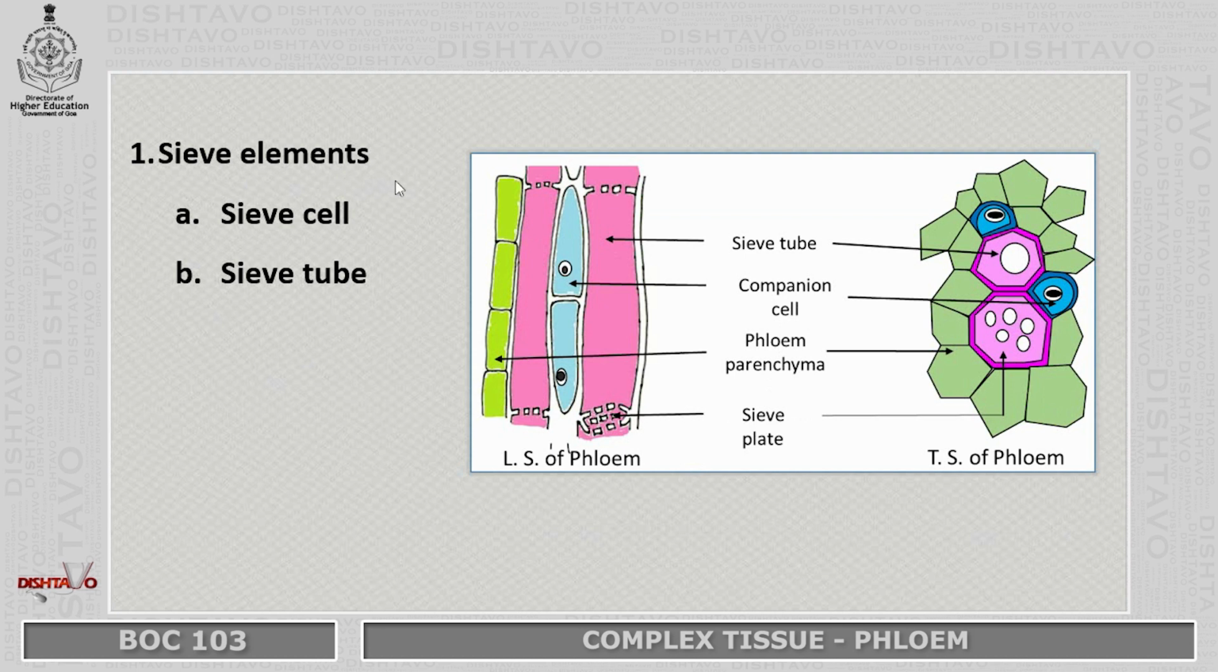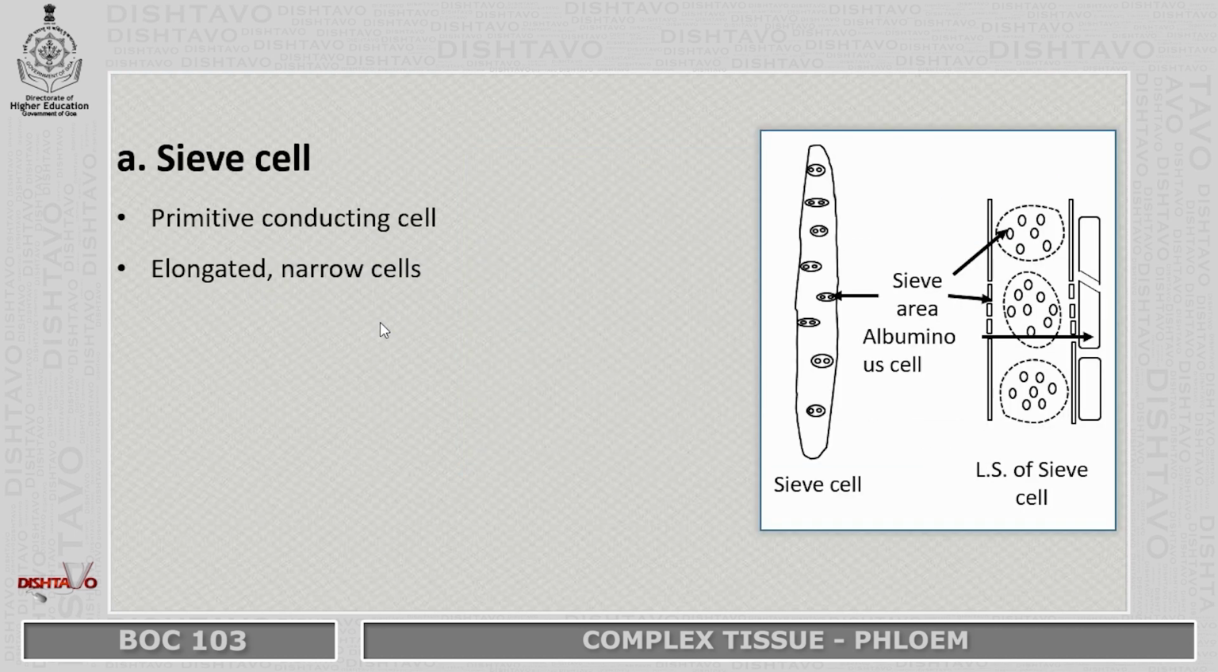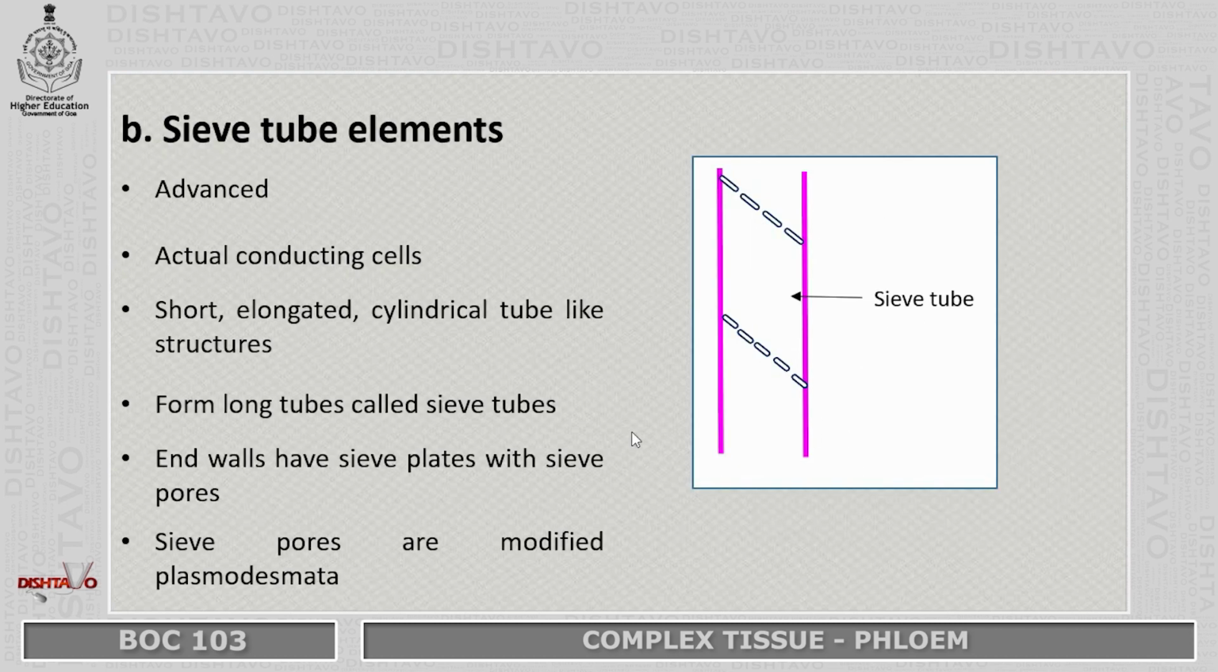Now sieve elements are mainly of two types. It can be a sieve cell or a sieve tube. The sieve cell is the primitive conducting tissue because it is present in lower plants, that is basically in gymnosperms, and the cells appear elongated and narrow.